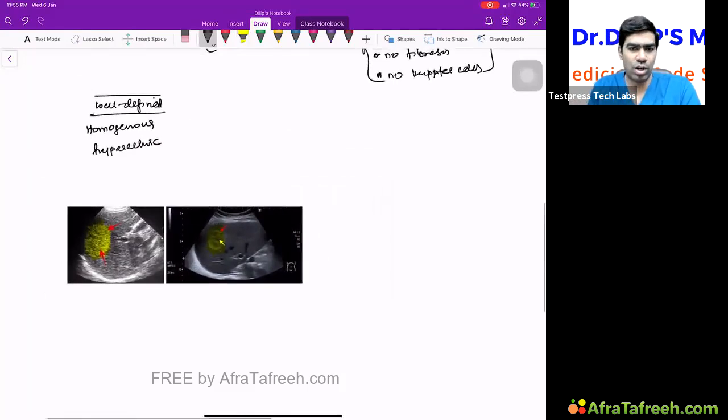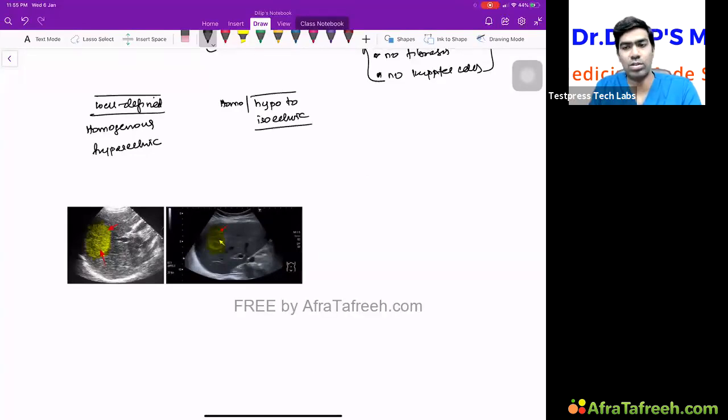When you take focal nodular hyperplasia, the appearance is quite variable. They can be homogeneous. They can be hypoechoic to isoechoic. In the sense that iso means it looks as if it's the normal surrounding liver, the same echogenicity will be there. Hypo means it is less than the intensity of the surrounding liver. So typically it's homogeneous, hypo to isoechoic in nature in ultrasound.